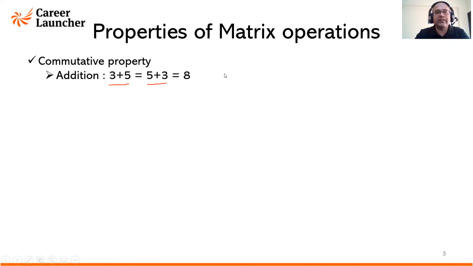So I'm just going to spend the first 1 or 2 minutes trying to make you recollect the basic properties. Commutative property of multiplication. Here also you can see that whether you multiply 3 into 5 or 5 into 3, the answer does not change. So the commutative property is true for multiplication also when it comes to real numbers.